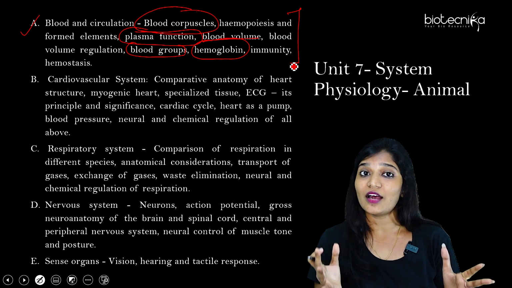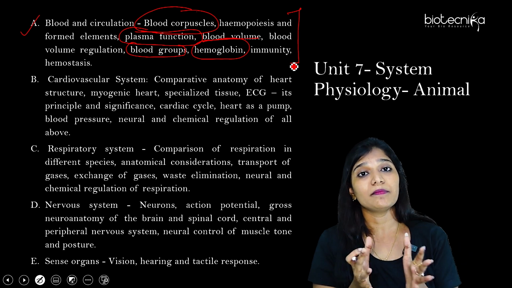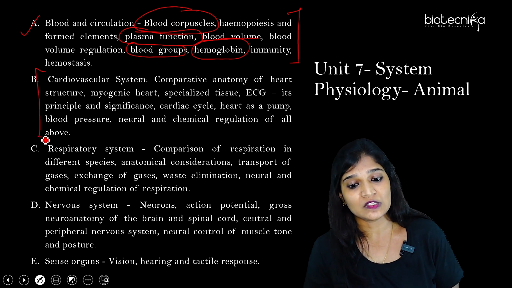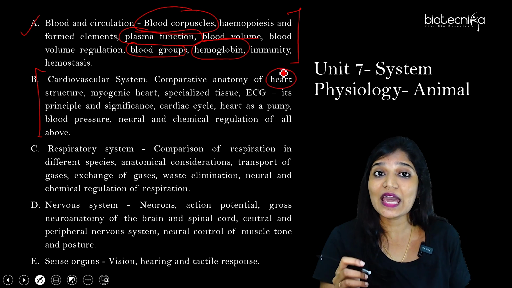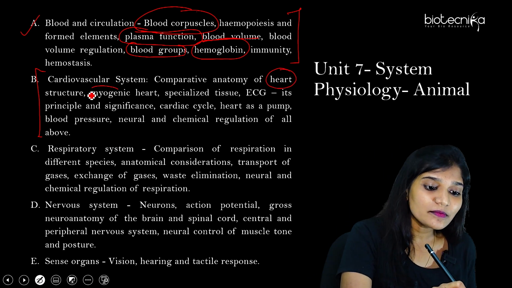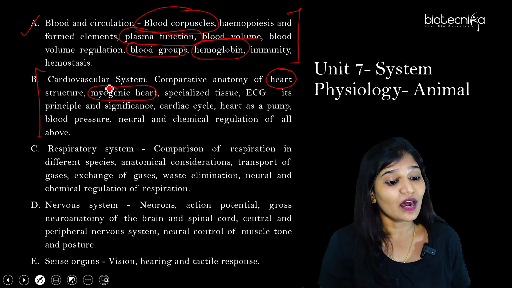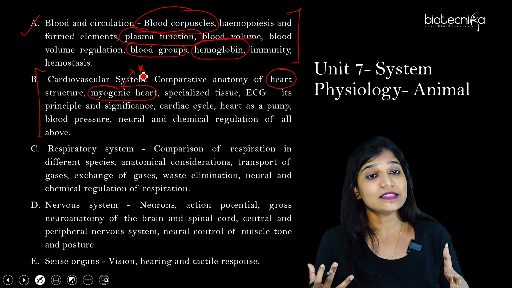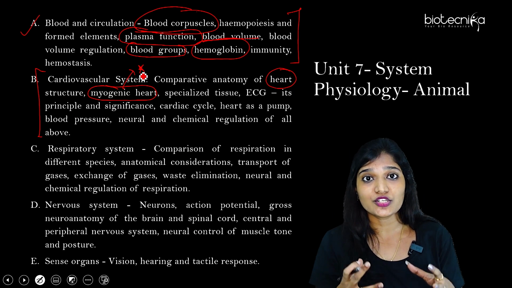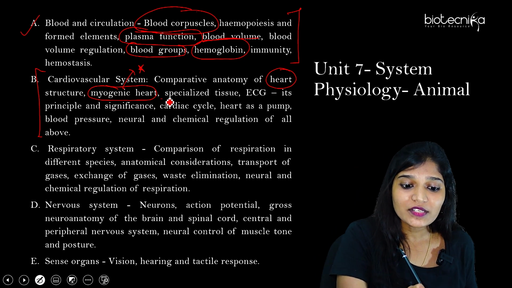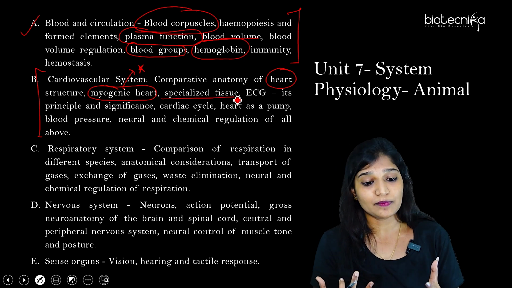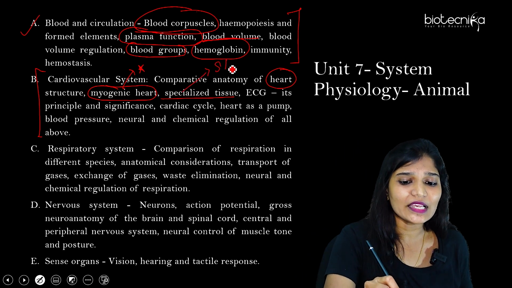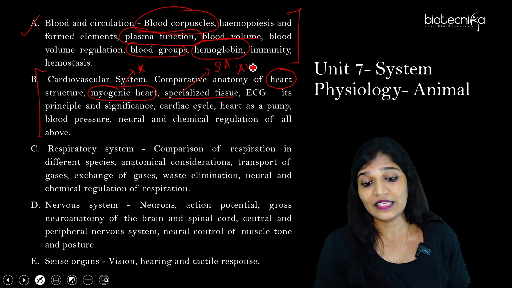The next one is the cardiovascular system. After understanding blood, we will be talking about the cardiovascular system in humans. Here we'll be talking about the anatomy of the heart, and we'll also be calling our heart a myogenic heart, which is very important. So you have to study what this myogenic heart is. Without an external stimulus, the heart can undergo contraction of auricles and ventricles. And what are the specialized tissues responsible for the contraction of auricles and ventricles? You'll be studying the SA node and AV node, everything in detail.